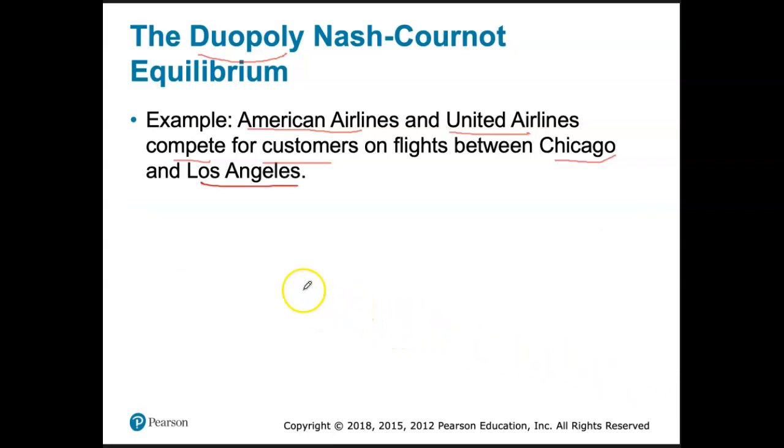Suppose American carries QA passengers, and United carries QU passengers.